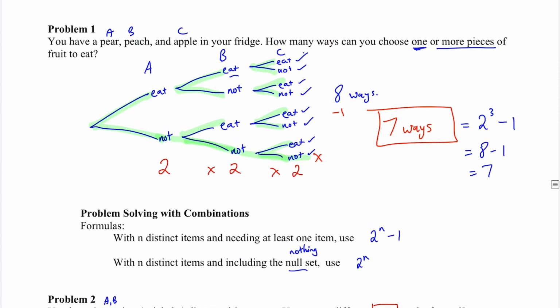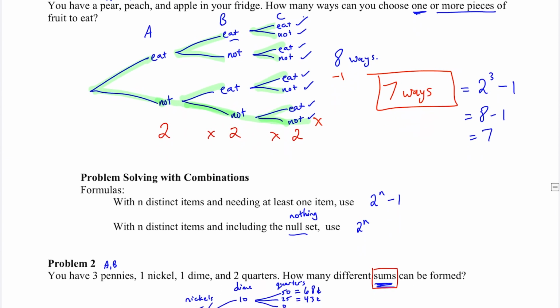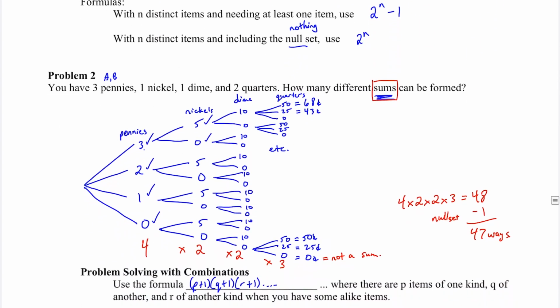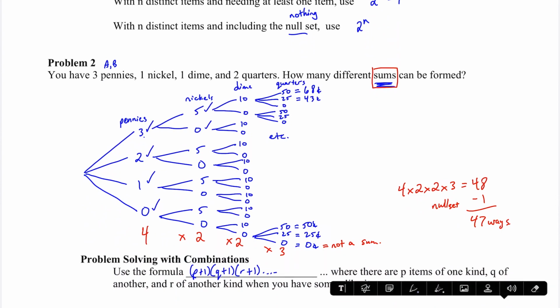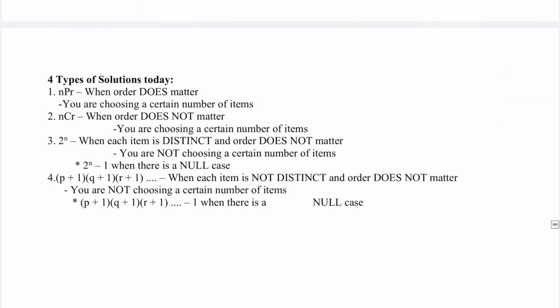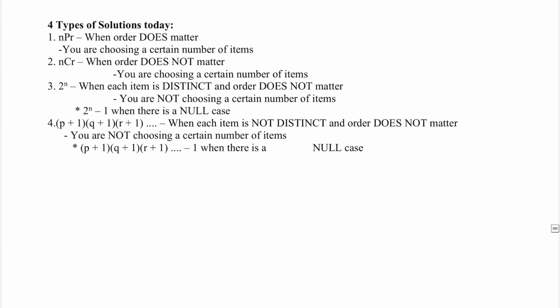Okay, so what's different from problem number 1 is that here we have unique items. You can tell the difference between a pear, a peach, and an apple, but here in problem number 2, there were 3 pennies, and we can't tell the difference between the 3 pennies, nor can we tell the difference between the 2 quarters. Let's move on to another question.